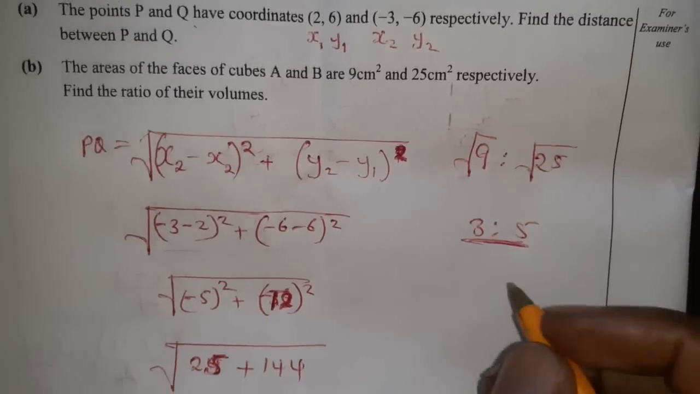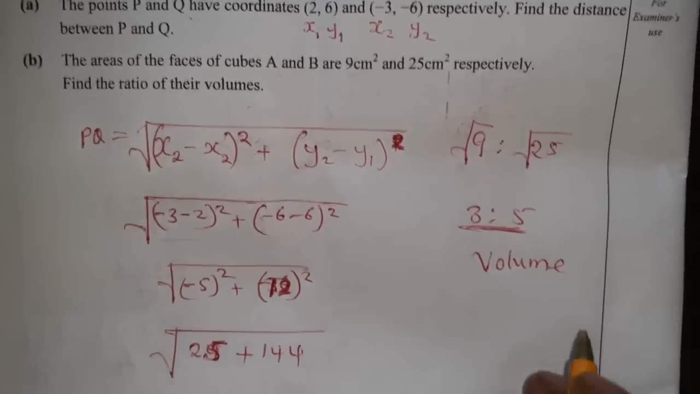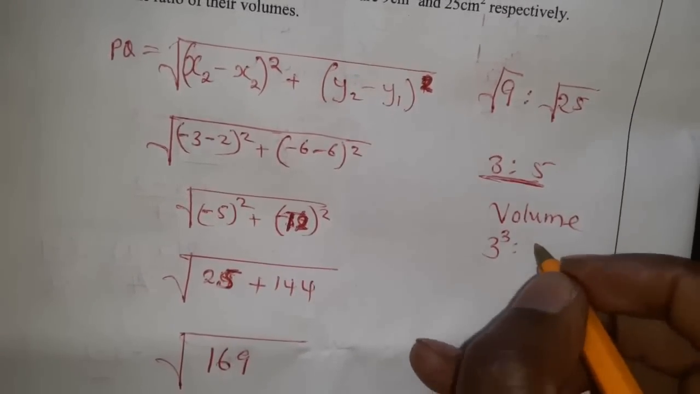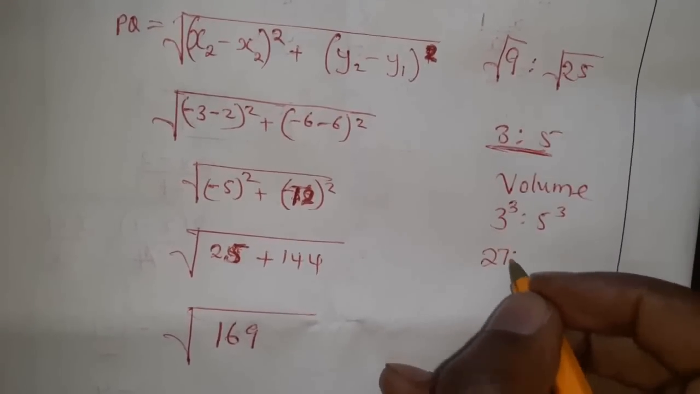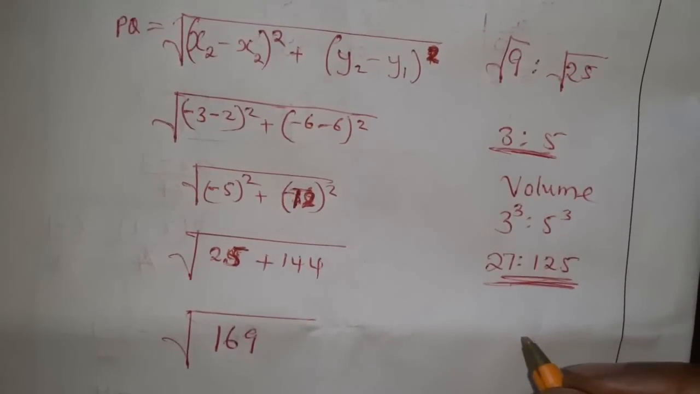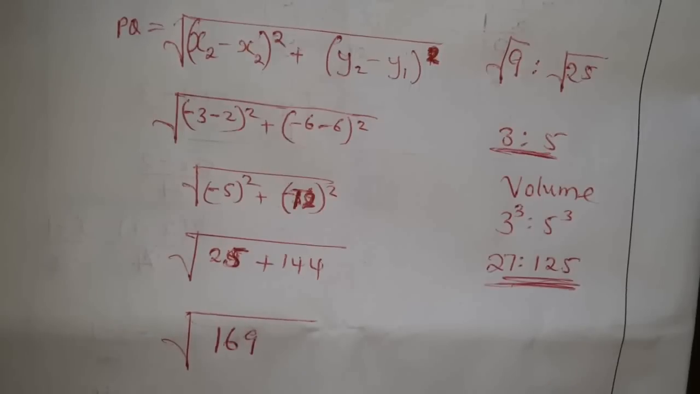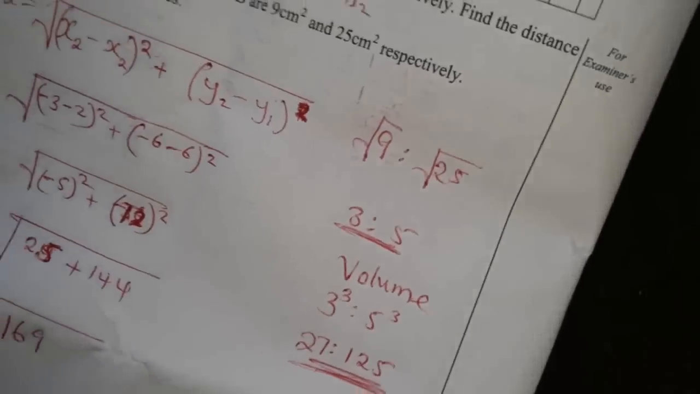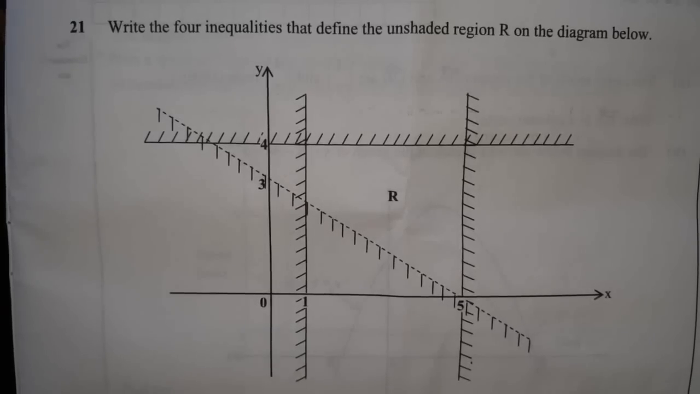Then now, to get the ratio for volume, we need to cube these. What do we get? 27 to 125. These are the ratios for volume, ladies and gentlemen, boys and girls. All right. Let's continue. Question 21.